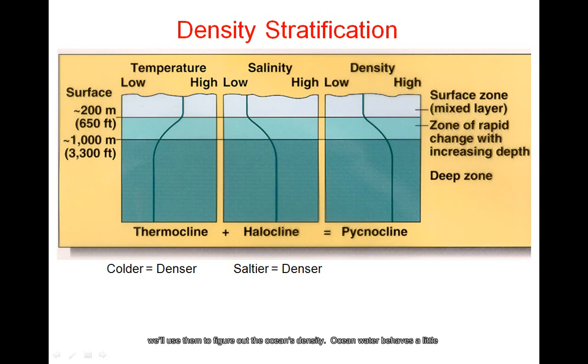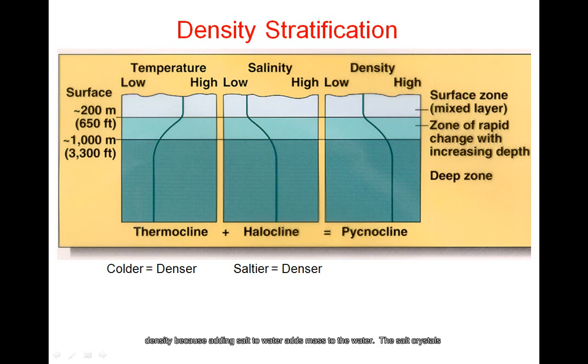Ocean water behaves a little differently than pure water. Salt water in the ocean will get denser and denser the colder it gets, while still remaining liquid. When ocean water freezes at about minus 1.7 degrees Celsius, the sea ice is lighter than liquid salt water. So, the warm water at the surface of the ocean is less dense than the cold water at the bottom.